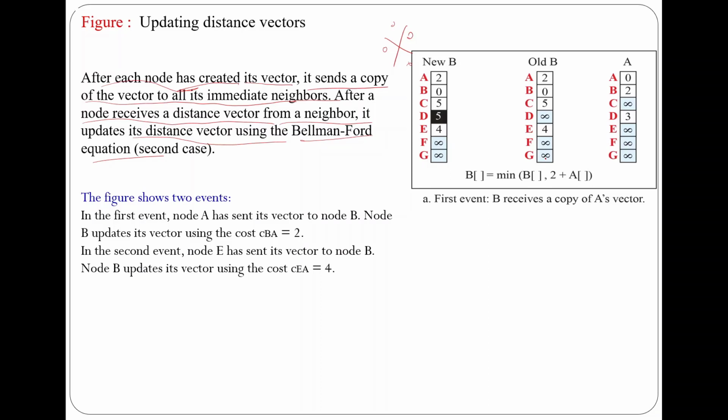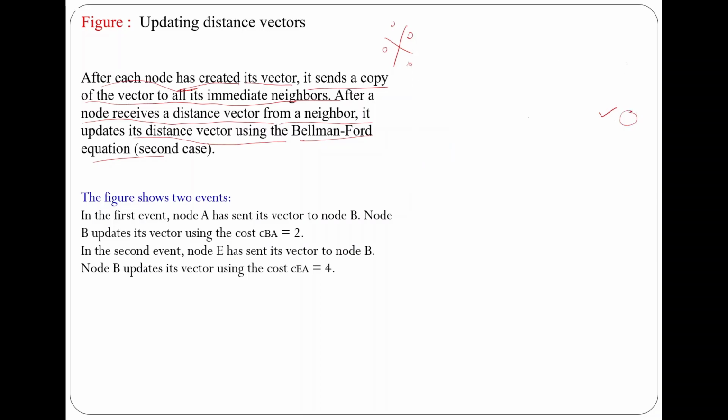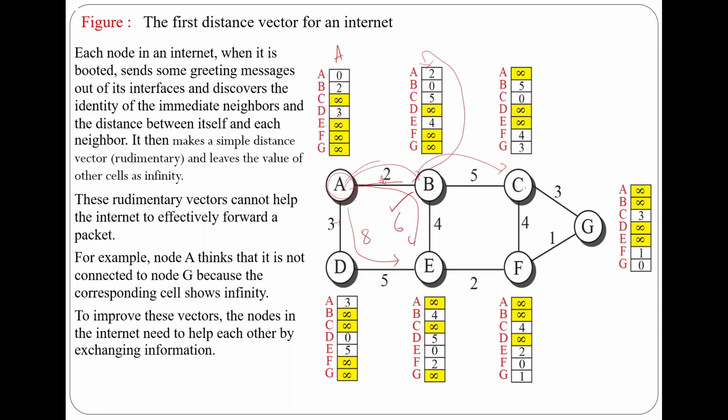In what way will it be updated? In the old B, as I said, B and D are not immediate neighbors. That is why it is infinity. But if you look at B with respect to A, what is D? D becomes an immediate neighbor. So D is an immediate neighbor for A, and what is the cost of that? 3. Now we can see the figure. So this is 3.